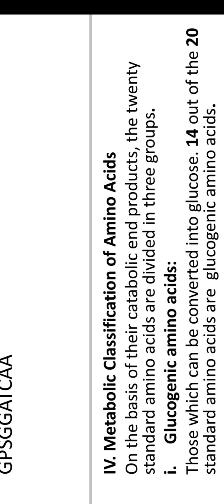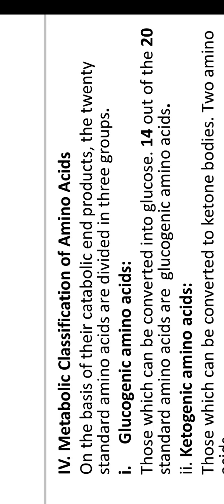Next category, the fourth classification, metabolic classification. Based on this, two categories: one is glucogenic amino acid and the next one is ketogenic amino acid. The glucogenic amino acid means that type of amino acid can convert into glucose when we need it during starvation and other important times, fasting time. Our brain needs glucose, and at that time the glucogenic amino acids are converted into glucose. Then glucose undergoes glycolysis and gives energy for us. So 14 of the 20 standard amino acids are glucogenic amino acids.